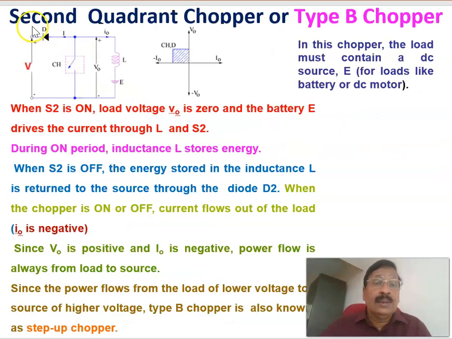region. Now let us see the second quadrant chopper, also called type B chopper. In this chopper, we are considering that the load must contain a DC source or a battery, that is, the back EMF of a DC motor can also be considered. Therefore, this type of load will be working with the type B chopper. The load has inductance and back EMF, or if you neglect the armature resistance, simply a DC motor can be considered as this load.